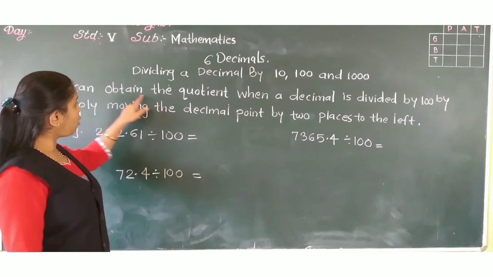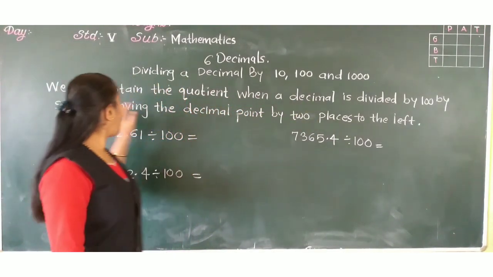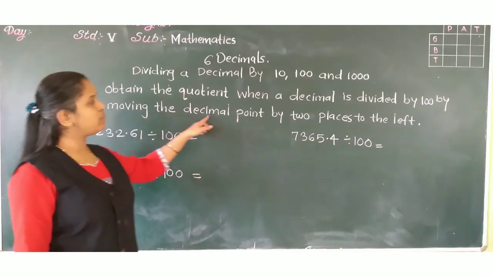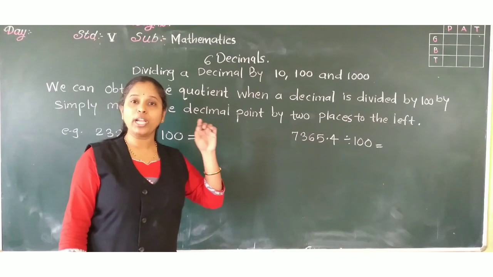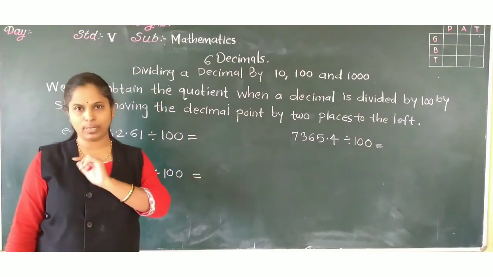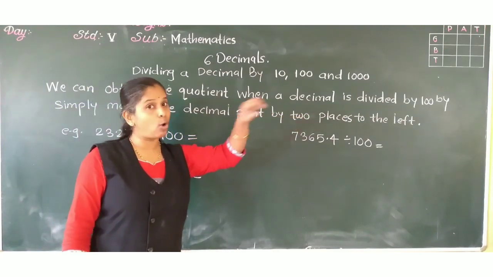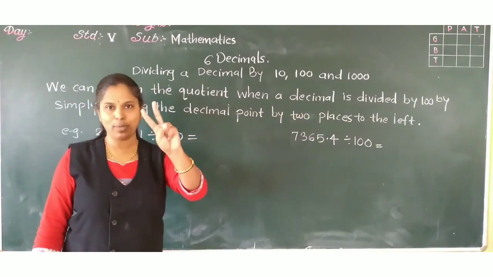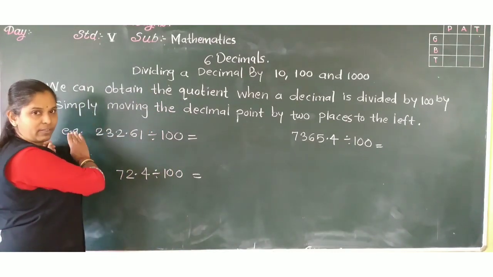See, we can obtain the quotient when a decimal is divided by 100 by simply moving the decimal point by two places to the left. If you are dividing by 10, only one place you will have to move the decimal point. Then if you are dividing by 100, how many places do we have to move? Two places. Okay? See here. Now to the left side we have to move.